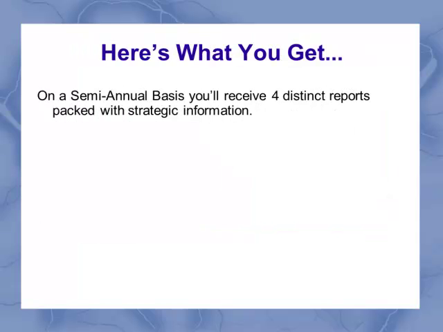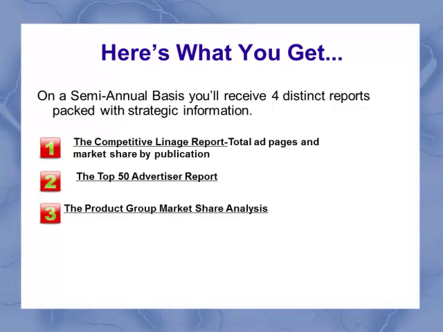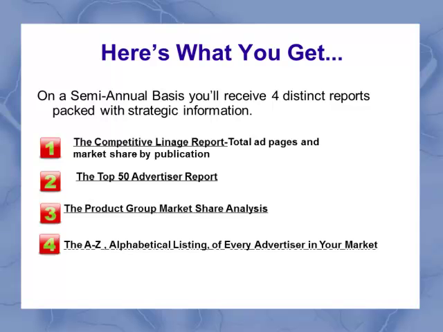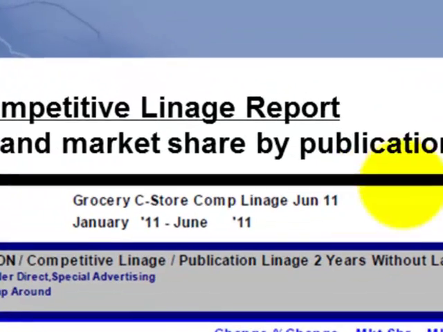On a semi-annual basis, you'll receive 4 distinct reports packed with strategic information. The competitive lineage report, total ad pages and market share by publication. The top 50 advertiser report, the product group market share analysis, the A to Z alphabetical listing of every advertiser in your market. Here's the competitive lineage report. Let's take a closer look.